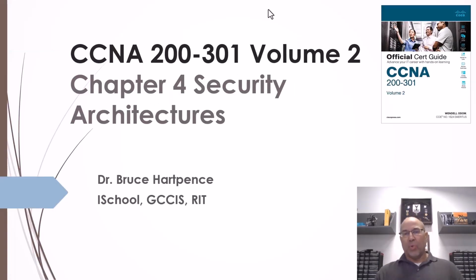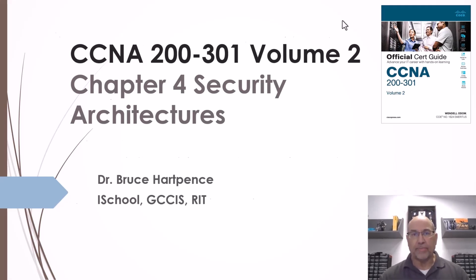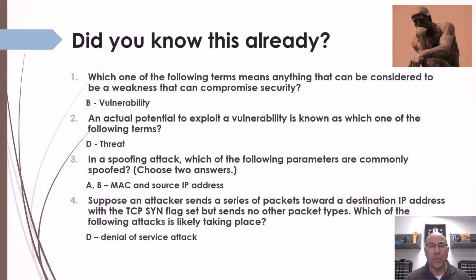All right, friends and neighbors, welcome back to CCNA Volume 2, Chapter 4, Security Architectures. All right, do you know this already? Which one of the following terms means anything that can be considered to be a weakness that can compromise security? Well, that was B, the vulnerability, right? An actual potential to exploit a vulnerability is known as which one of the following terms? Well, that would be a threat. You're vulnerable, but if nobody can take advantage of it, there's no exploit there. And then if they can, now we have our threat.